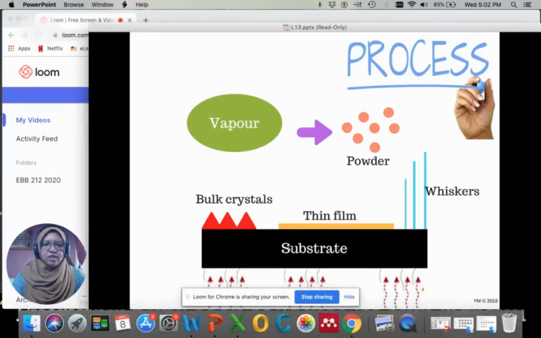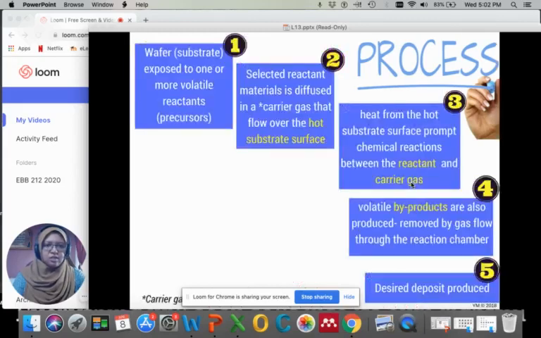So CVD is a process of dissociation and/or chemical reactions of gaseous reactants in an activated environment, and as a result of these chemical reactions, it will produce stable solid products in the form of powder, viscous, thin film, or bulk crystals. These are the general stages involved in CVD.